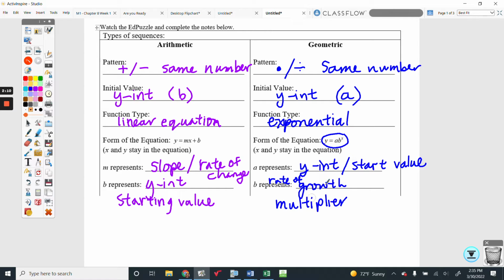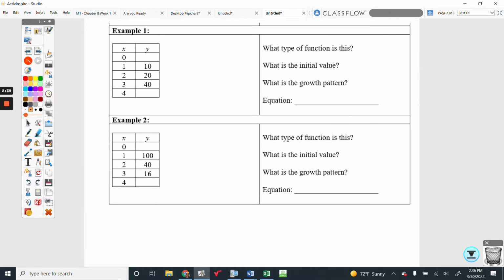When we're working with a geometric equation, we will not use division in the general form. We will only use multiplication. Division doesn't work out, whereas if we use multiplication, it always works out very cleanly. So we're always looking for what did I multiply by? What is my multiplier? And that is b in our equation. So this equation that I circled here, y equals a times b raised to the x, is the equation we're going to use to help us today. Let's go ahead and try a couple of examples.